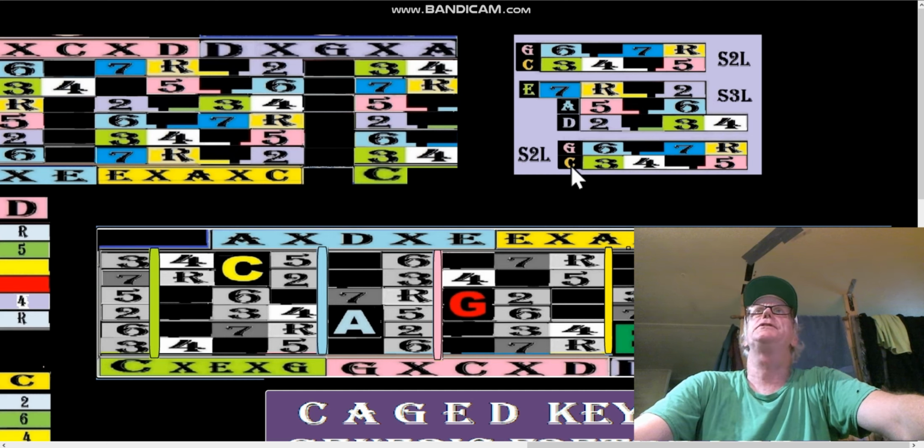String shape definitions, just by number, it's going to be 3 4 5, half step, whole step. It's going to be 6 7 root, whole step, half step. It's going to be 2 3 4, whole step, half step. 5 6 is just a whole step, 7 root 2, half step, whole step.